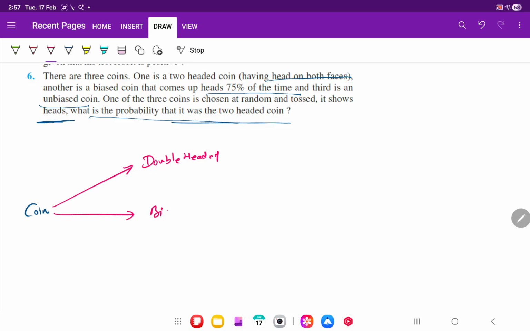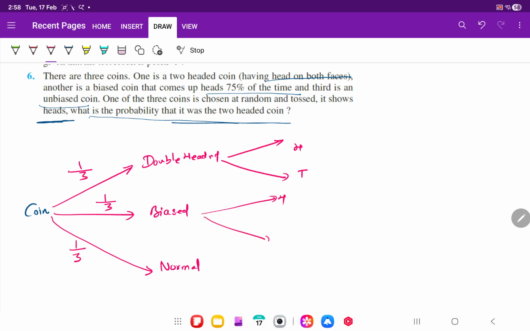Next type is biased. You can speed up if you want. And the third one is normal or unbiased. If you select a coin, there will be equal probability, 1 by 3, 1 by 3, 1 by 3. Now if you toss it, there are chances of head or tail for this, also head or tail for this, and for this also head or tail.